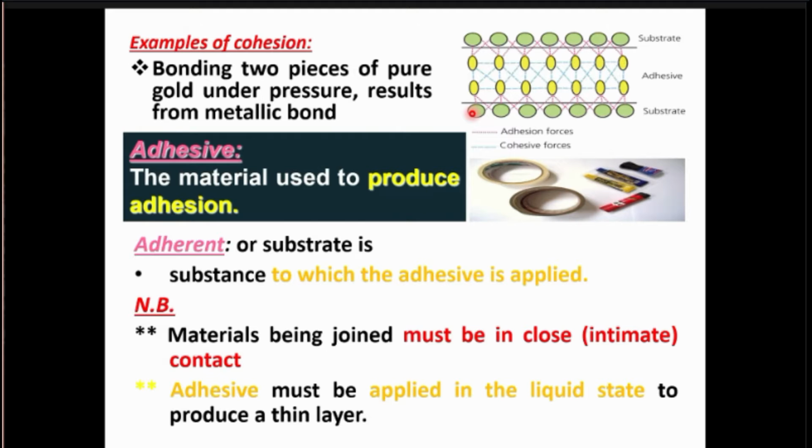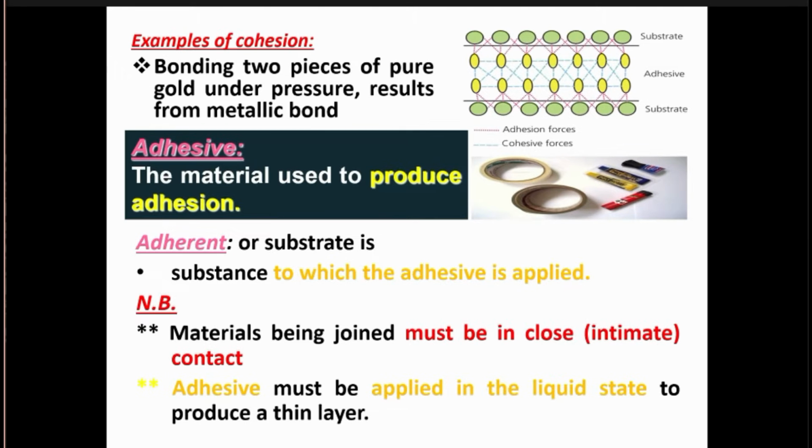On the other hand, adherent is a substance which we want to join. For example, our tooth structure is an adherent and filling material is also an adherent, and we join them together with the help of an adhesive. For example, if we put a super glue between two materials, so super glue is an adhesive and two materials are adherent.